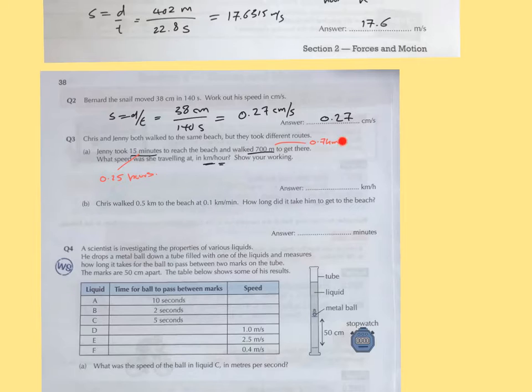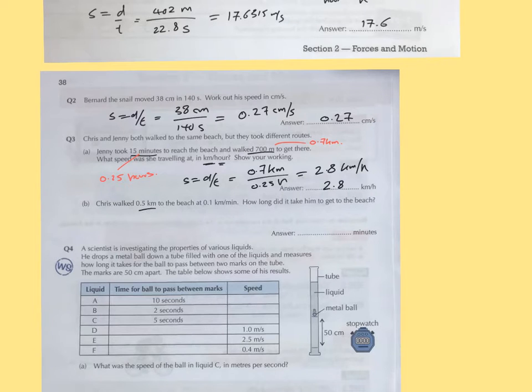So now we have kilometers and hours. We can get our answer in kilometers per hour. Speed is distance over time, so we've got 0.7 kilometers divided by 0.25 hours. Again, use a calculator. That equals 2.8 kilometers per hour. So the answer there is 2.8.